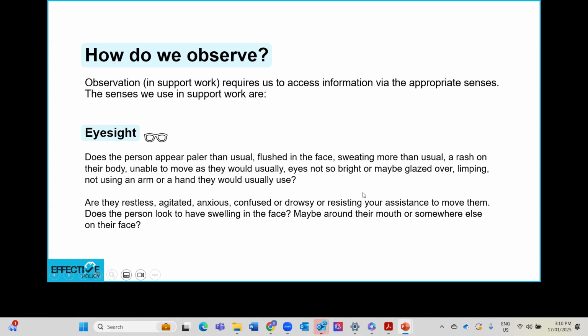Does the person have a swelling in the face? Have they had a fall during the night? That means, or maybe they've got some sort of oral infection going on, maybe around their mouth or elsewhere on their face. So looking for these things.